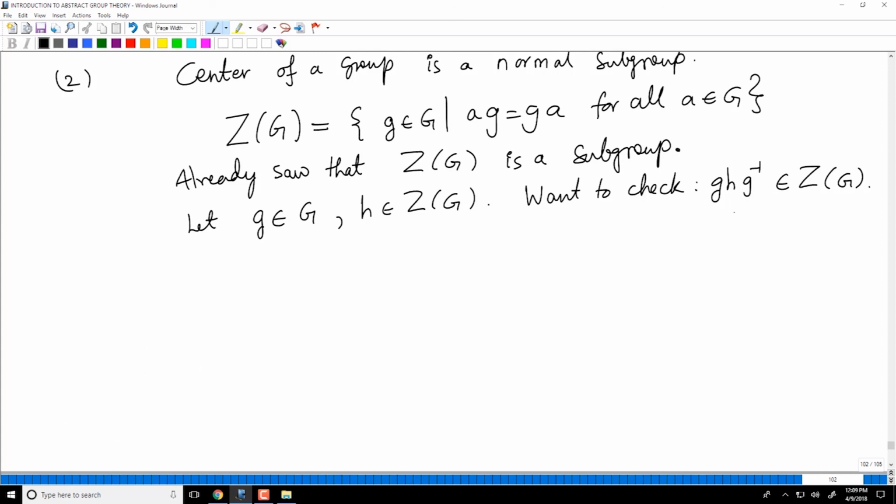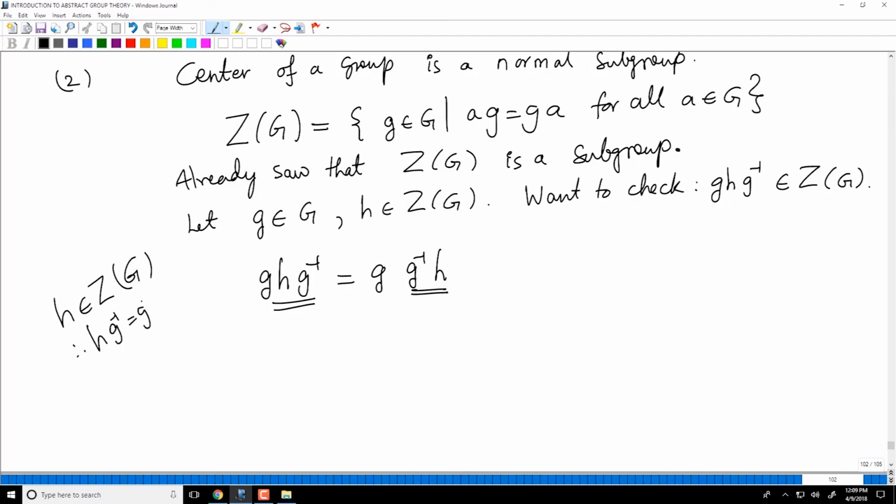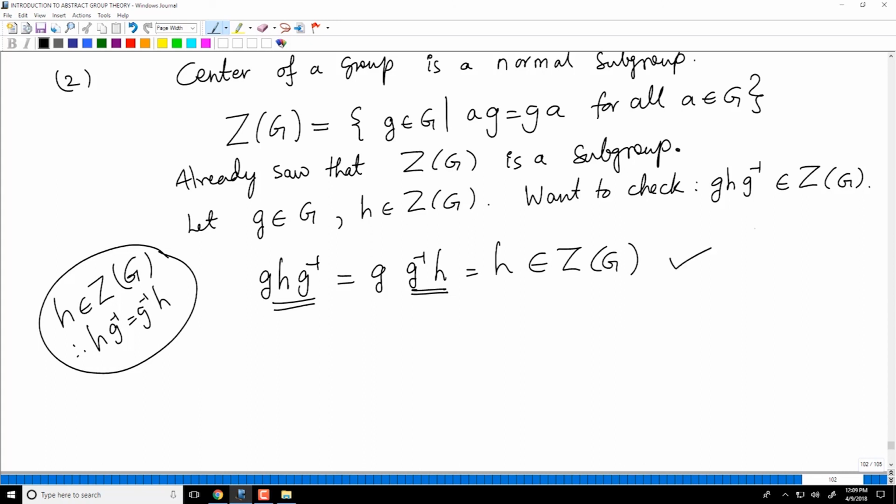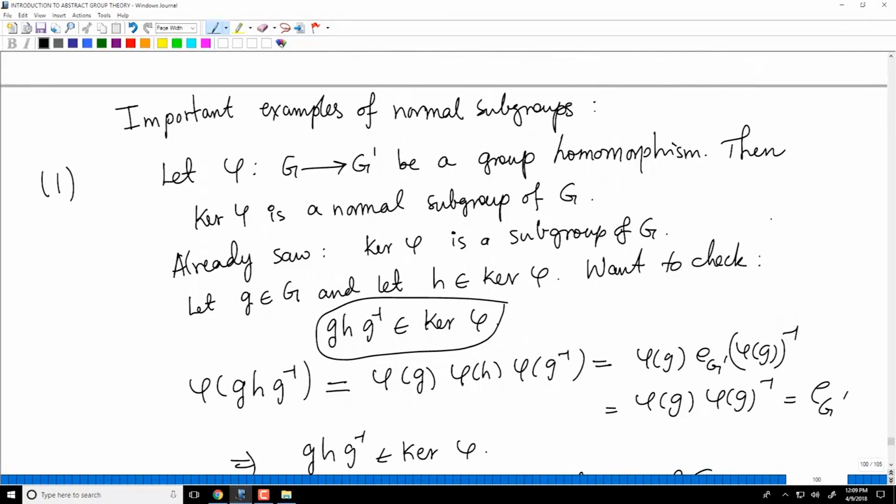It's much easier than this, because you want to check that g h g inverse is in Z(G), but because h commutes with everything, h g inverse is g inverse h. So I'm going to use that. So this is just h, which is taken to be in the center. So if g is in the group and h is in the center, g h g inverse is in the center. Okay, so the center is a normal subgroup and kernels are normal subgroups. These are two very important examples of normal subgroups.